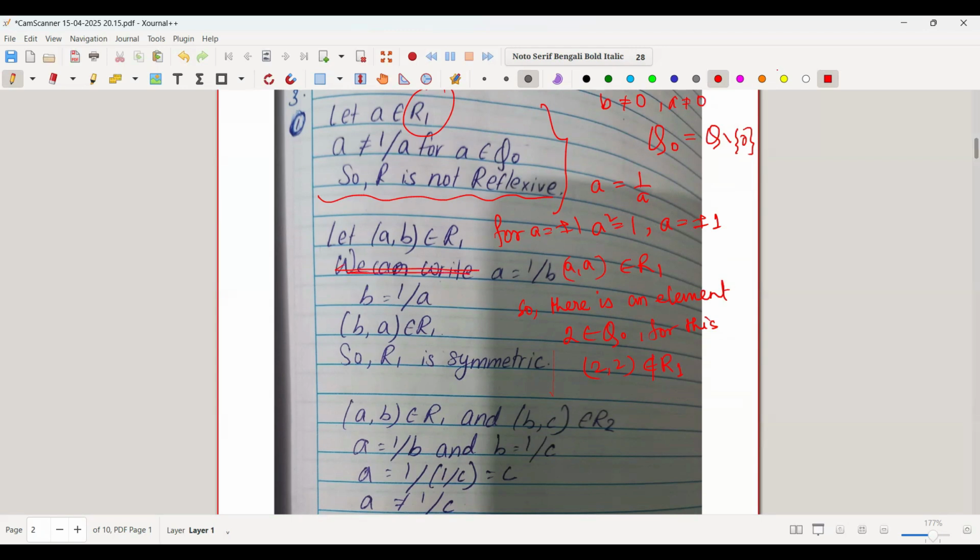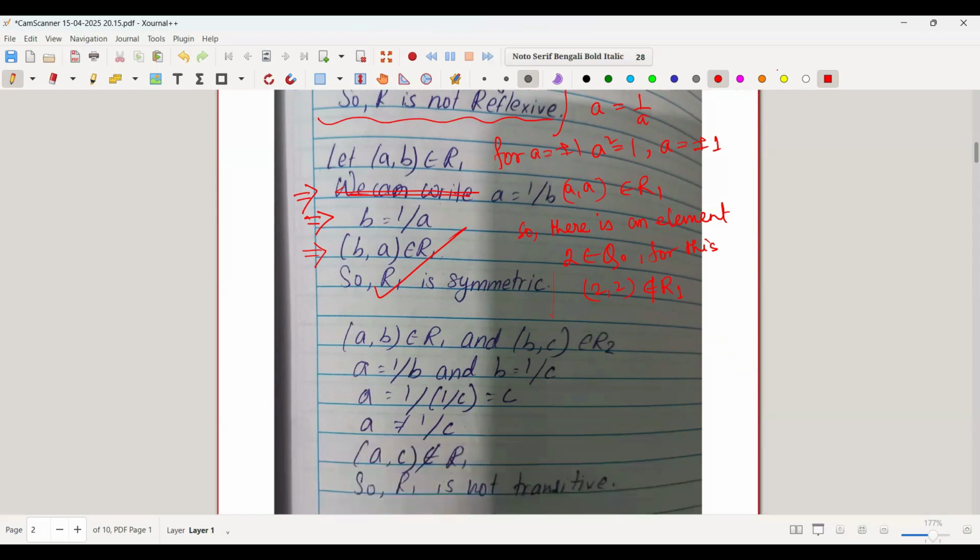Whenever you are assuming (a, b) belongs to R1, that means what? The definition of R1 is a equals 1 by b. Whenever (a, b) belongs to R1, that means a is related to b, and the definition of R1 is a equals 1 by b. So (a, b) belongs to R1 implies a equals 1 by b. From this, it also implies that b equals 1 by a, that implies (b, a) belongs to R1. So R1 is symmetric.